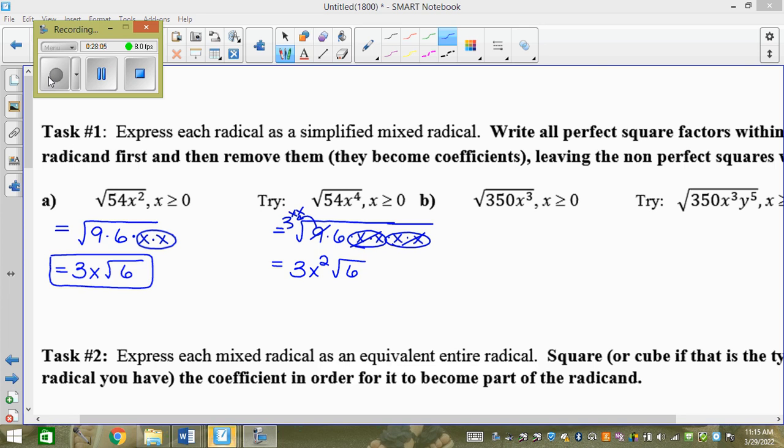What happens when it's not like that? So 350 I can break down into what? What does it break down into? 25 times 14 times x times x times x. So the 25 comes out and it's a 5. That's good. These two x's come out and they become an x, and then that x just stays. It can't come out. It's 1x. I need 2-for-1. 2-for-1. So what am I going to get? I'm going to get 5x root 14x.